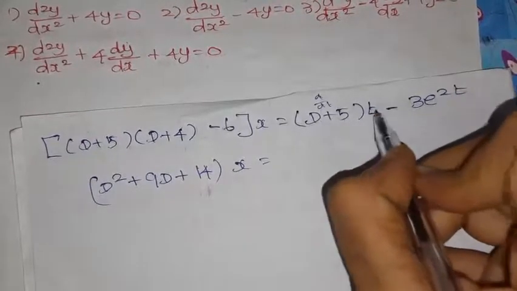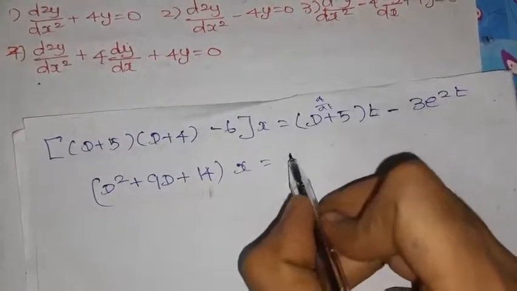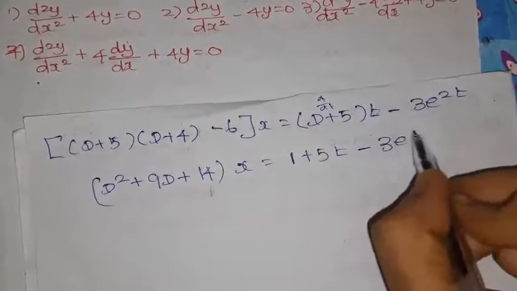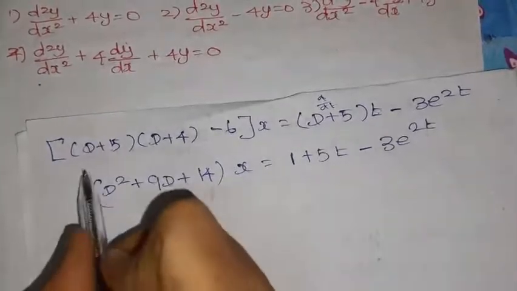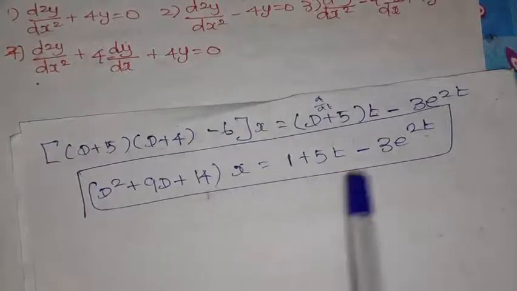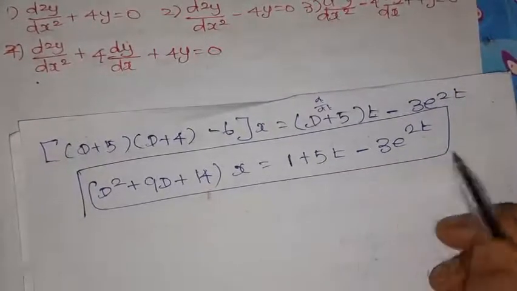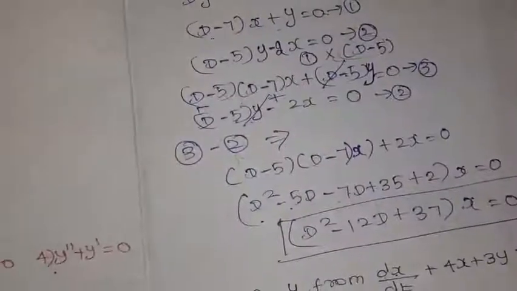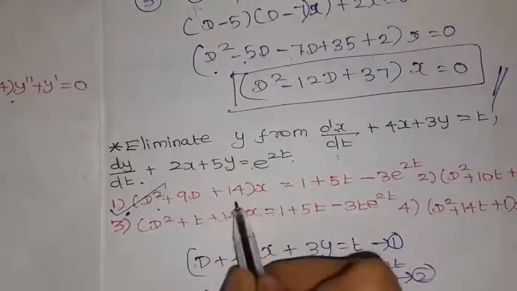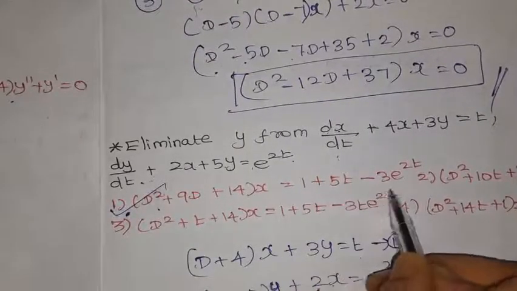So d by dt, differentiating this, what will we get? 1 plus 5t minus 3e^(2t). So this is the answer. D squared plus 9D plus 14 into x equal to 1 plus 5t minus 3e^(2t). For this, what is the answer? Option 1: D squared plus 9D plus 14 into x equal to 1 plus 5t minus 3e^(2t). So we have eliminated the constant y from this equation.